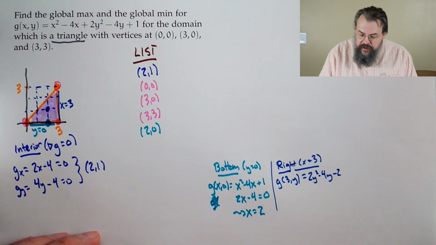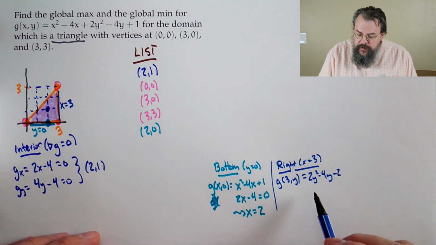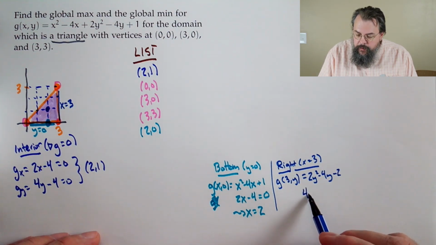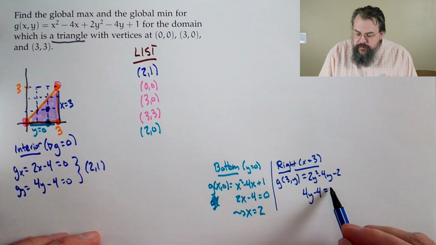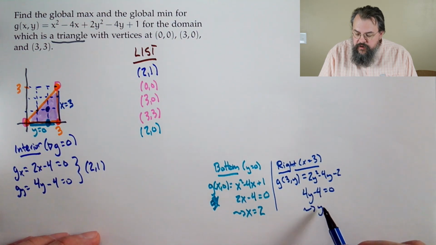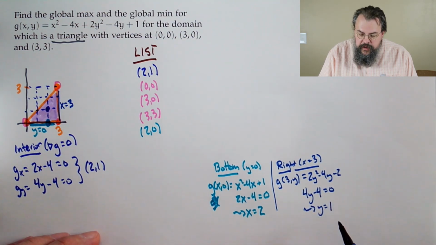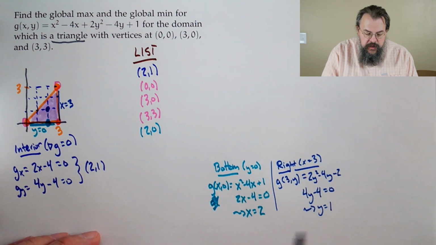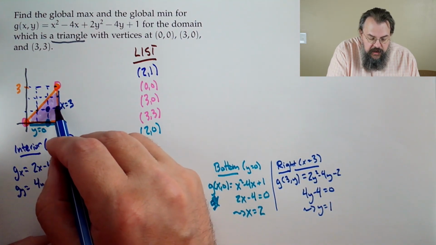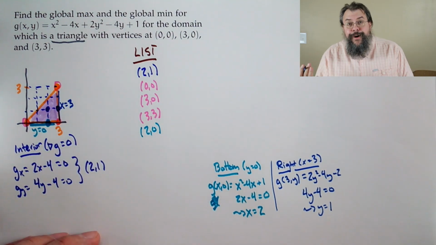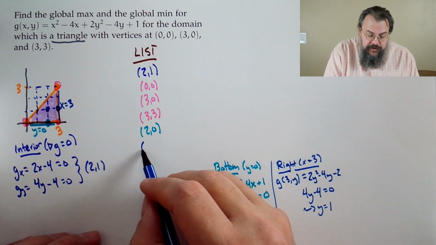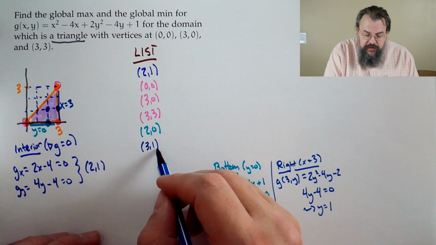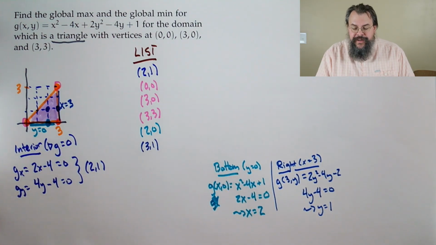Well, good. Plugging in, take the derivative: 4y minus 4 equals 0. That gets us to y equals 1. So that would be the point (3, 1), which would be here. Well, that's part of our domain, so it also makes the list.